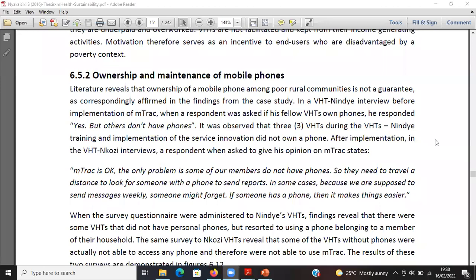Okay, I'm just going to share my screen. Can you all see my screen? Yes.